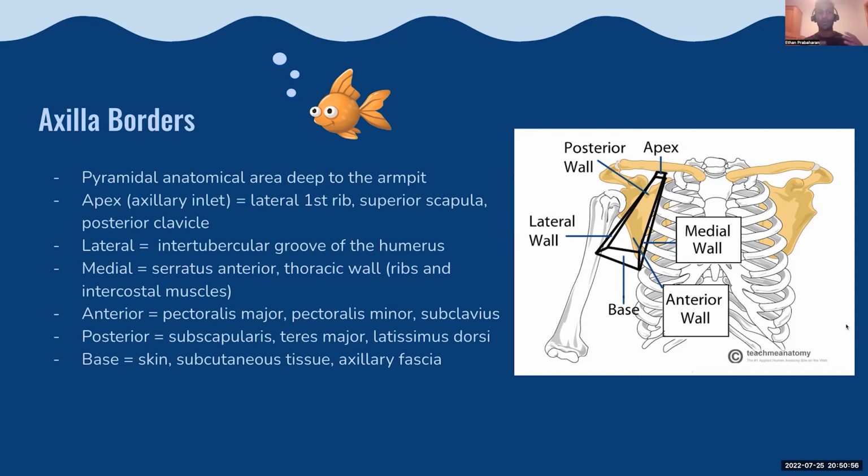Okay, so there's a bunch of different borders. I don't really think you need to know the borders that well. You can sort of just guess from where the structures are. I do think the apex is worth knowing though, because that's important in the sense that a bunch of structures go in the apex and will exit around the base or lateral wall. But it's good to imagine that's the shape of the axilla and that's where it sits.